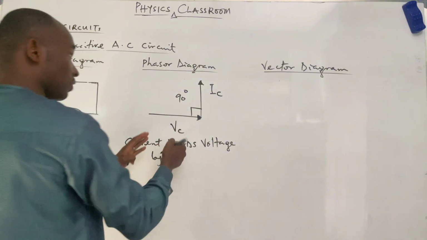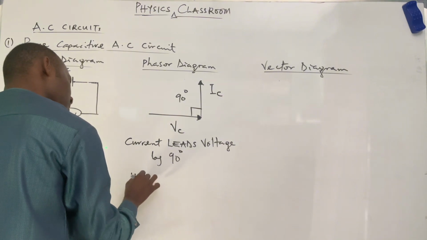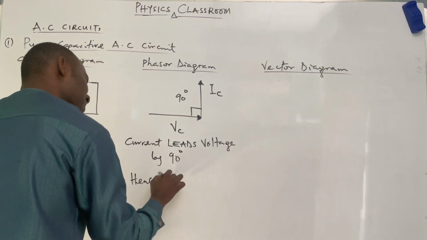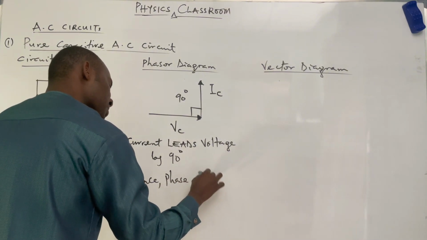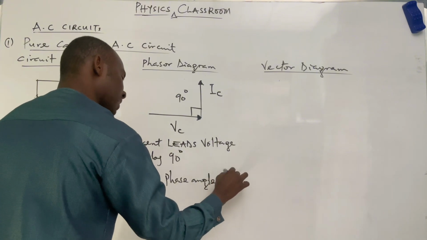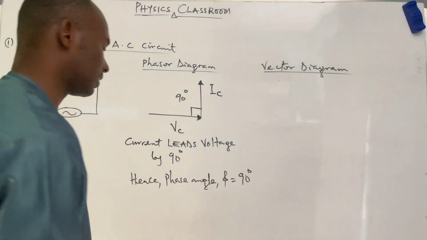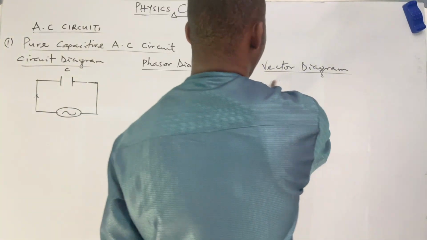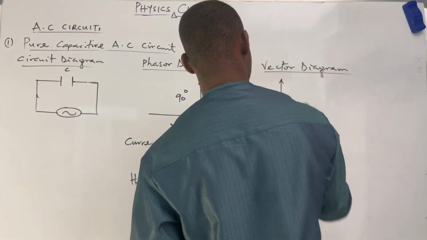Hence, you know, I told you from phasor diagram we can get the phase angle. Hence, your phase angle phi is equal to 90 degrees. Take note of that. For vector diagram, we have it like this.